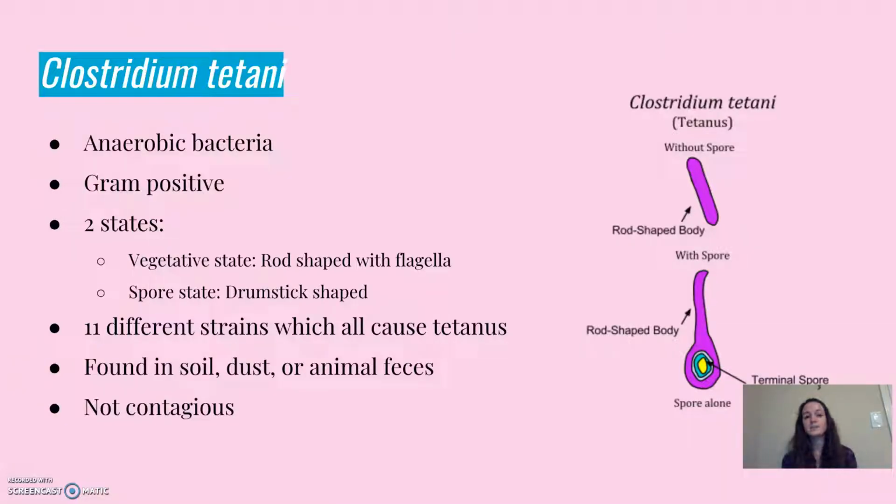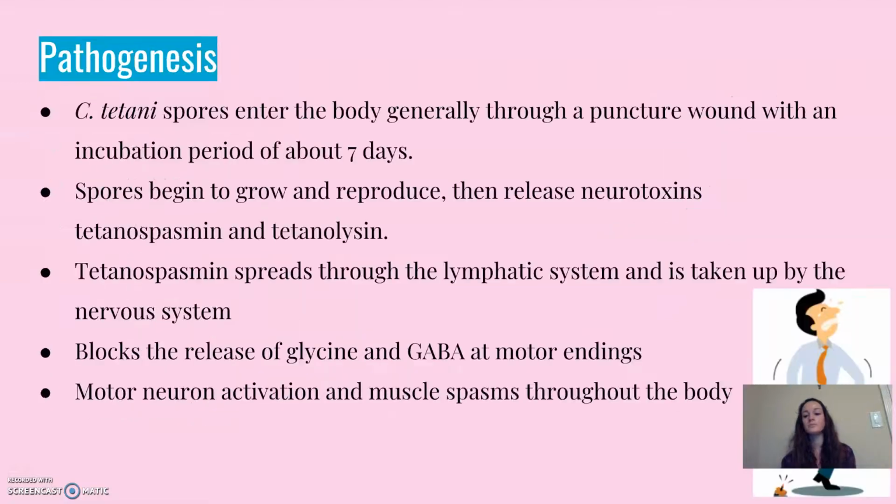There's 11 different strains of Clostridium tetani, all of which cause tetanus, and it's found in soil, dust, and its most common reservoir is animal feces and the GI tracts of animals. It's not contagious, so I can't give tetanus to somebody just by touching them. The Clostridium tetani has to enter you through a puncture wound, usually. Something interesting about Clostridium tetani is that it is closely related to the infectious agent of botulism, which is Clostridium botulinum. So they're really closely related.